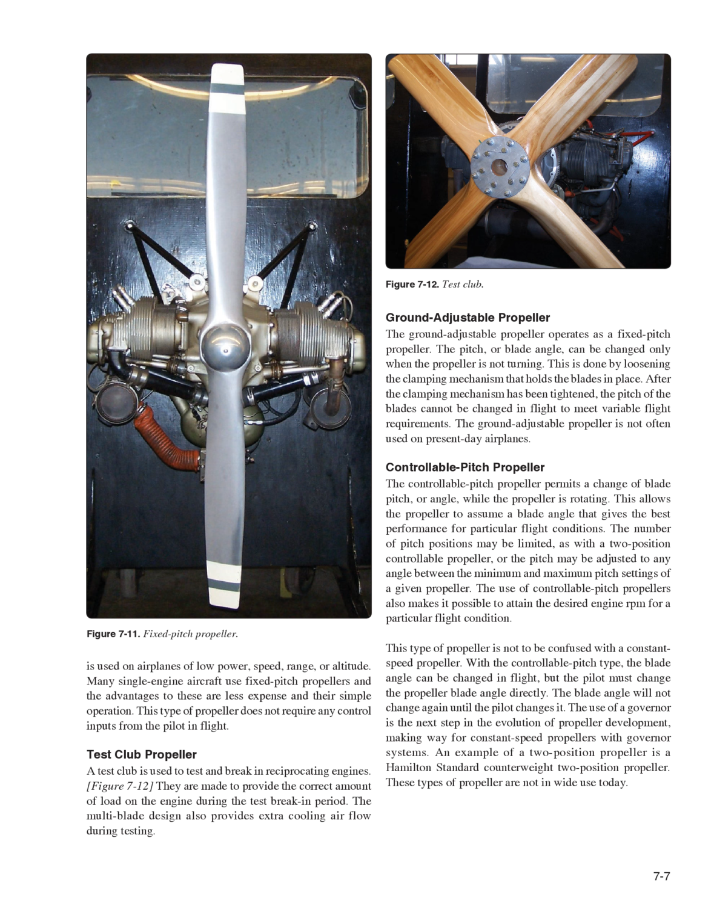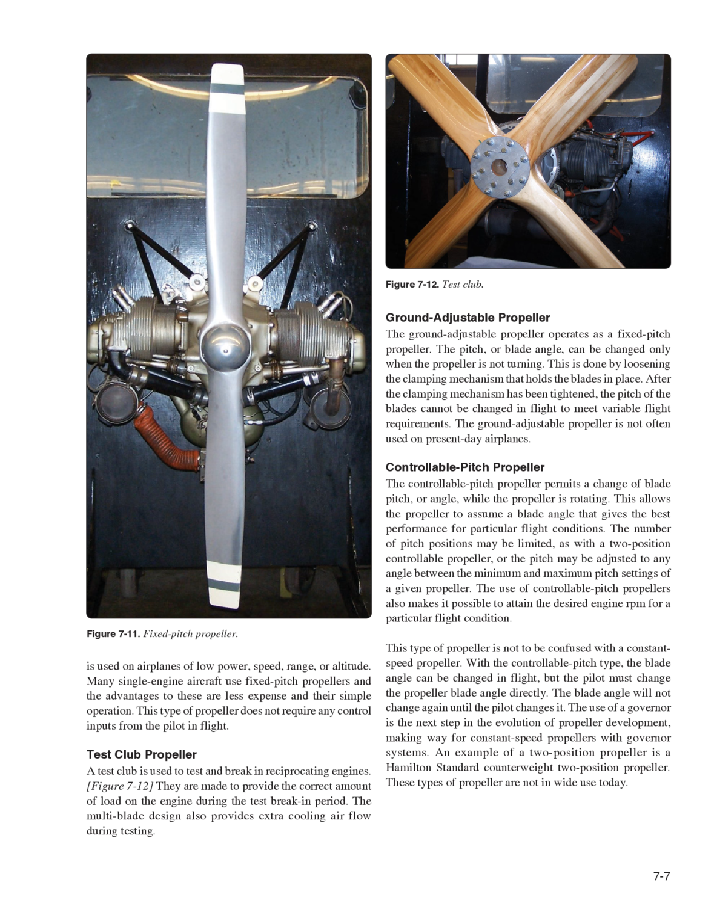Ground adjustable propeller. The ground adjustable propeller operates as a fixed pitch propeller. The pitch, or blade angle, can be changed only when the propeller is not turning. This is done by loosening the clamping mechanism that holds the blades in place. After the clamping mechanism has been tightened, the pitch of the blades cannot be changed in flight to meet variable flight requirements. The ground adjustable propeller is not often used on present-day airplanes.